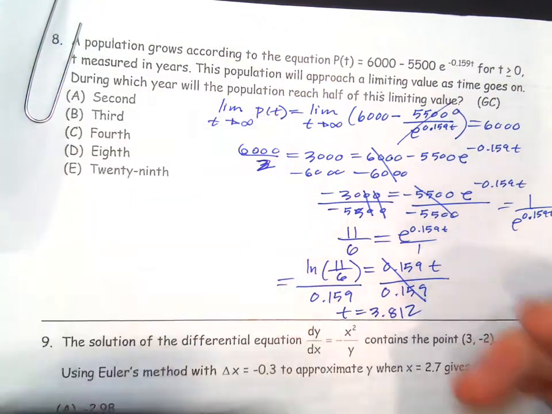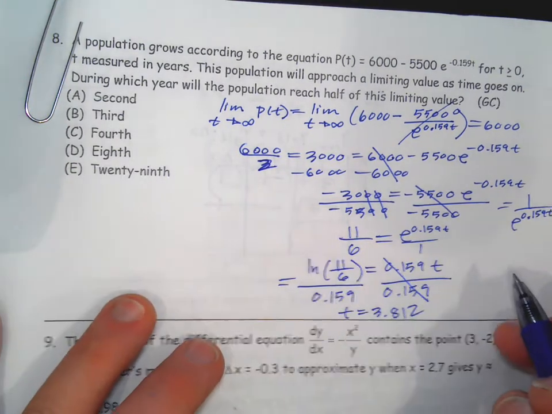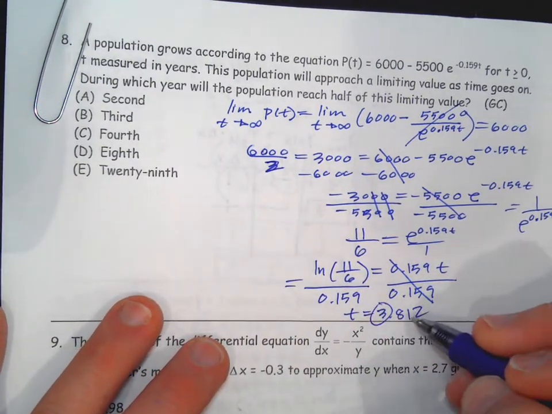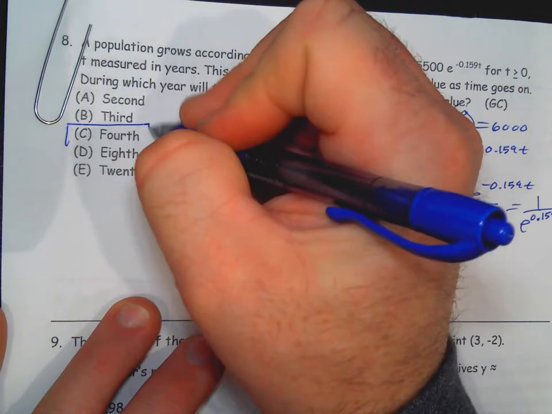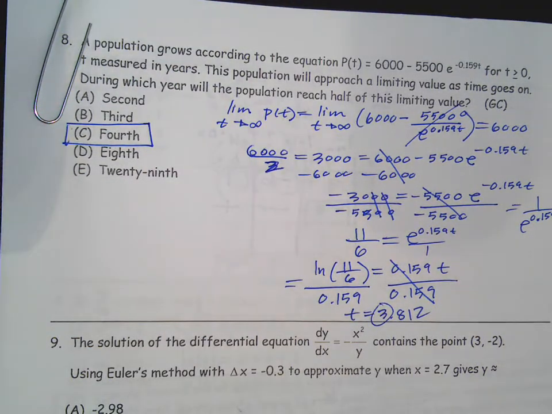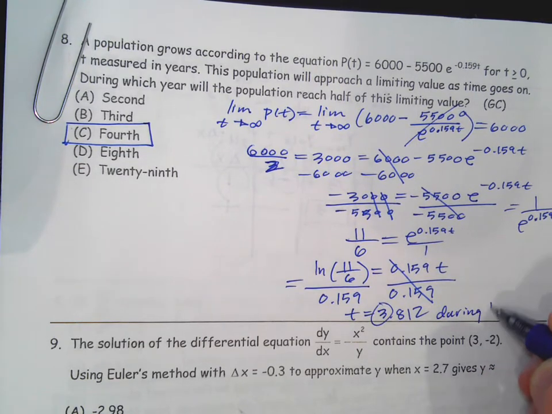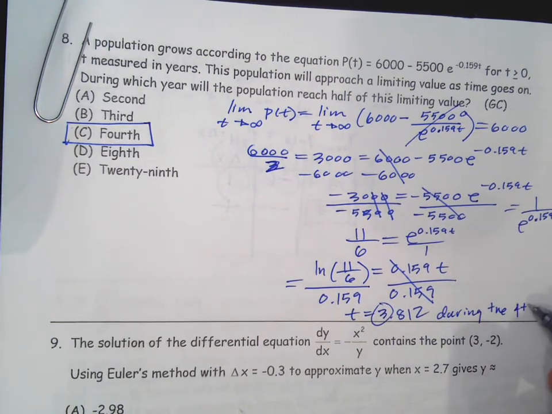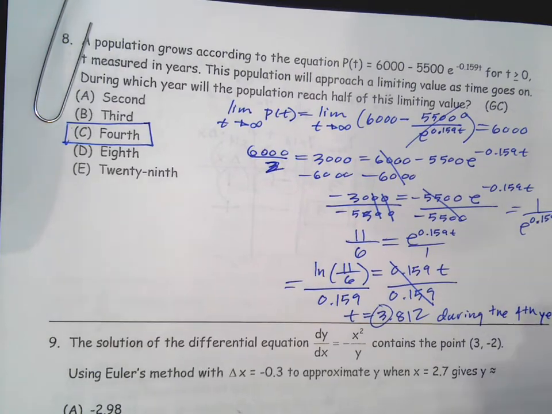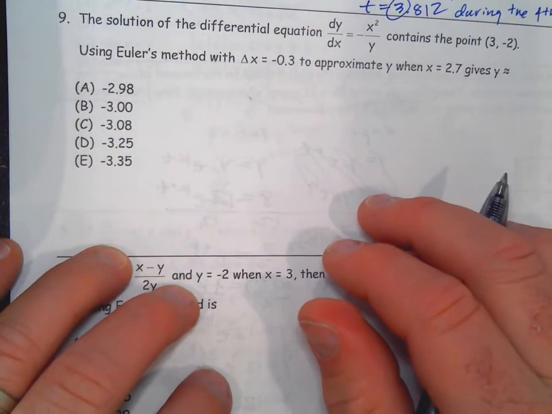3.812. So it says during which year? 3 years have already passed. This is during the 4th year. So you got to understand sort of the wording of it too. That's during the 4th year. 3rd year is already done. 3 complete years have passed. Okay, so during the 4th year.